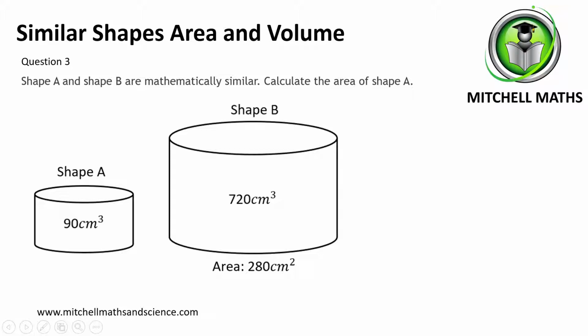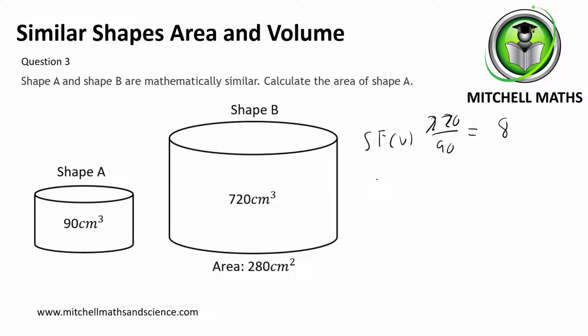Shape A and shape B are mathematically similar. Calculate the area of shape A. Right, so this question's given us volumes and it's given us areas. And we can't directly work out the scale factor of area from volume. But we'll work out... Right, so the scale factor of the volume would be 270 divided by 90, which is equal to 8. So it's 720, isn't it?